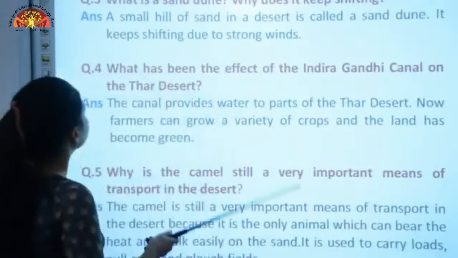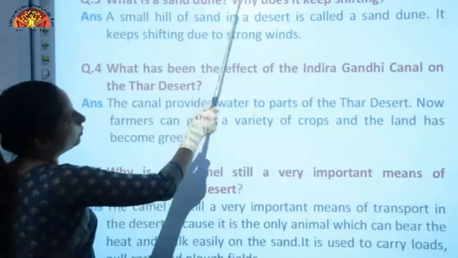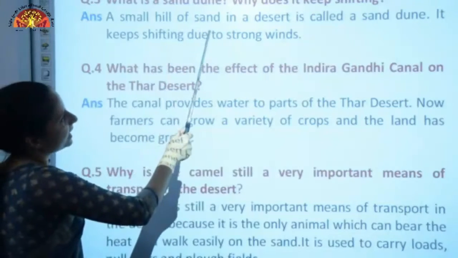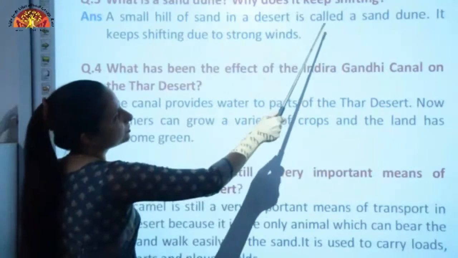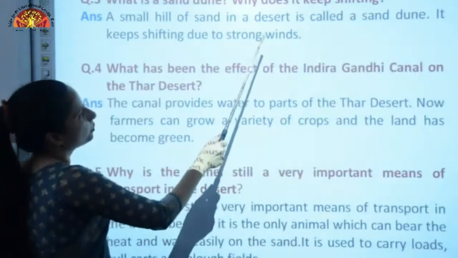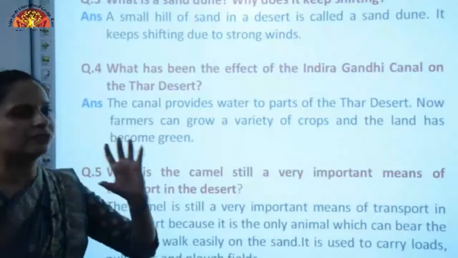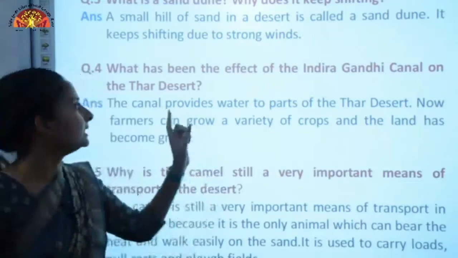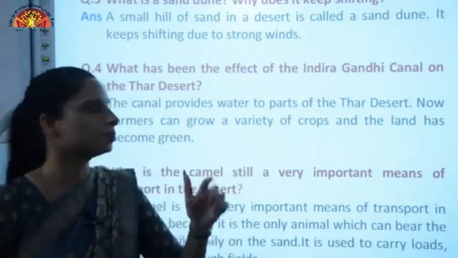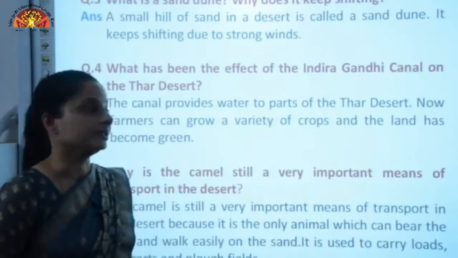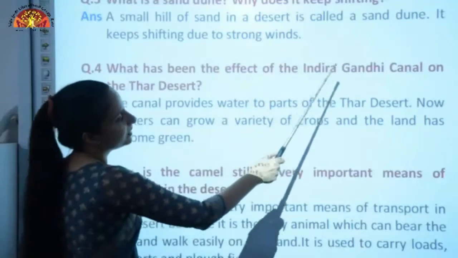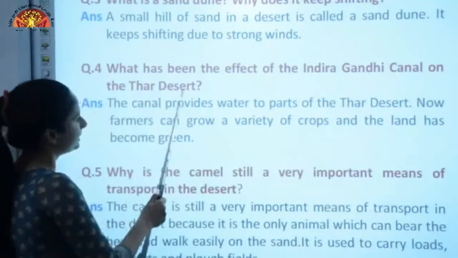Question number 3. What is a sand dune? Why does it keep shifting? Answer, a small hill of sand in a desert is called a sand dune. It keeps shifting due to strong winds. Small hills of sand you will find in the desert. These are called sand dunes and they keep on shifting from one place to another due to the strong blowing winds. Question 4. What has been the effect of the Indira Gandhi Canal on the Thar desert?